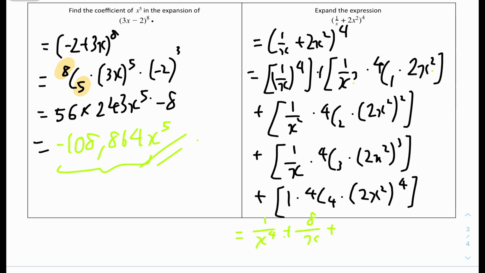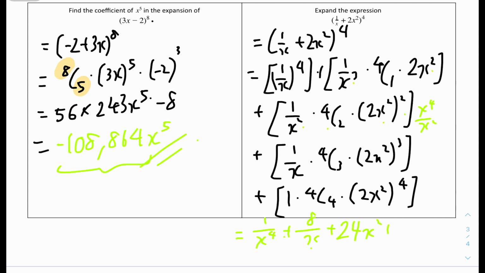So plus 4c2, the third term is 4c2 times 2 squared, and it will get 24 as a coefficient. And the power, as you can see, x squared to the power of 2 will become x to the power of 4, divided by x squared, it becomes x squared. So as you notice, the powers in the bottom are getting smaller and smaller in the pattern.